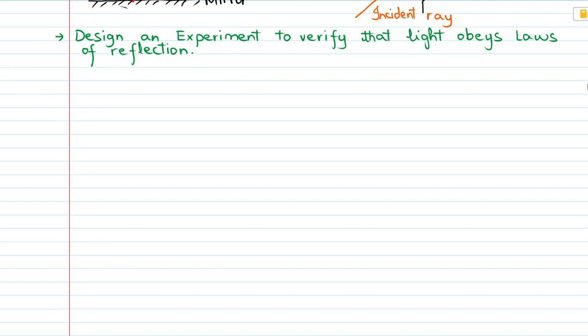Now, let's design an experiment to verify that light obeys laws of reflection. Now, to do that, first of all, we take a plain white paper.